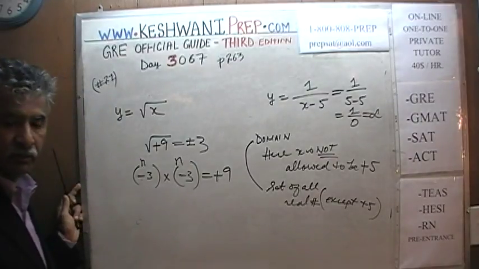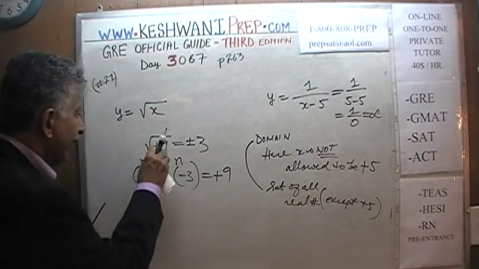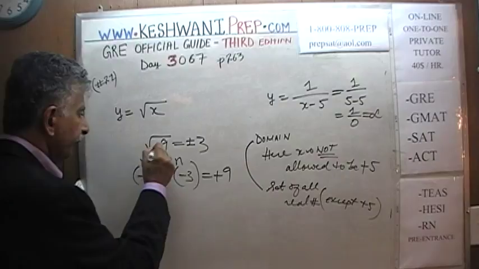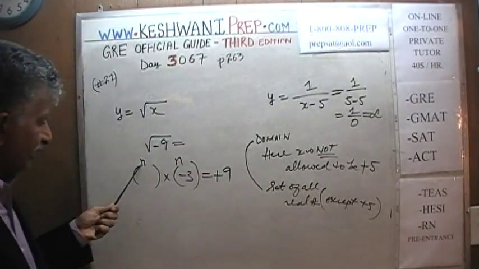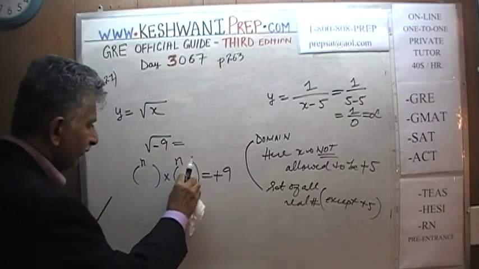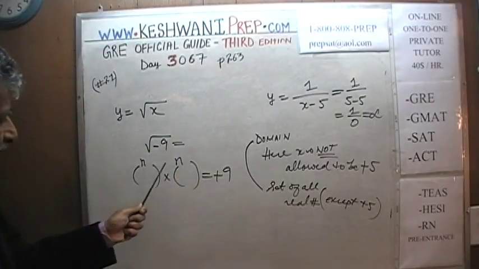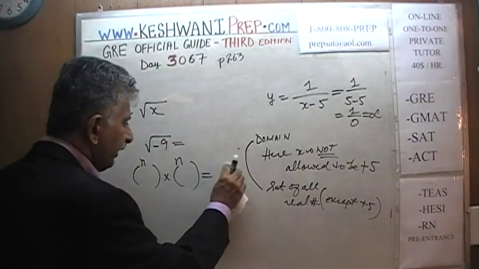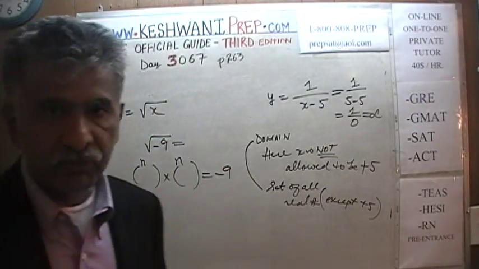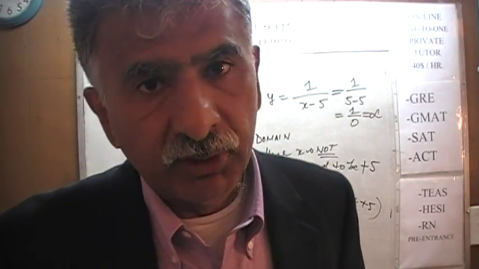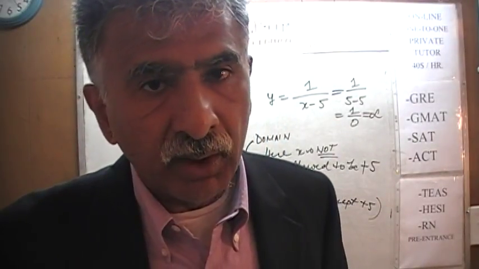There are two answers. But what if we had negative 9 on the root sign? Again, the question is, what is that number which, when multiplied by itself, gives us negative 9? And the answer to that question is, no such number exists. No such number exists.